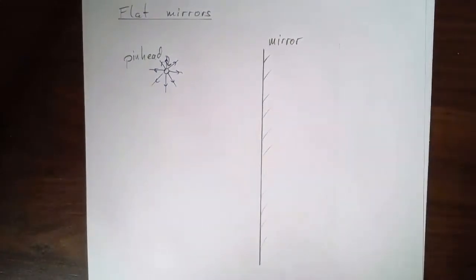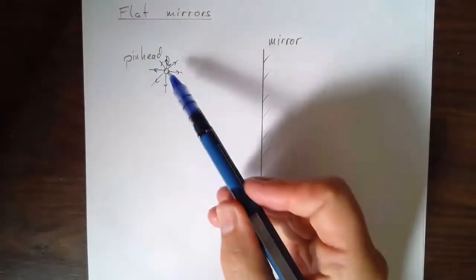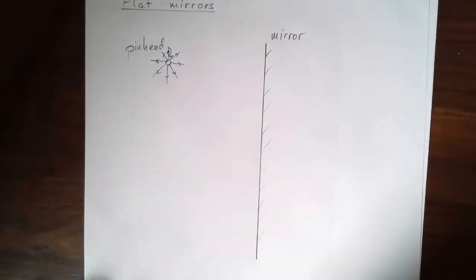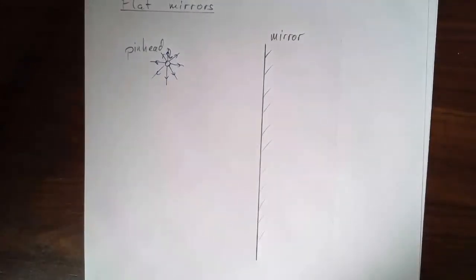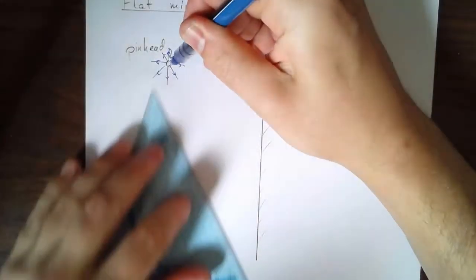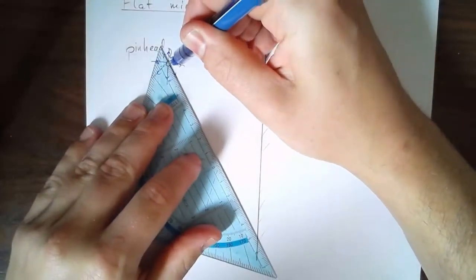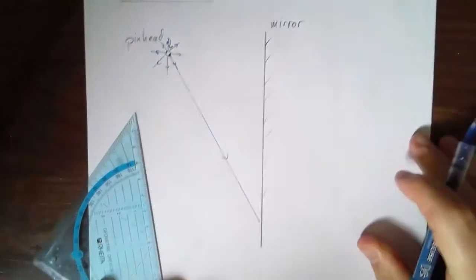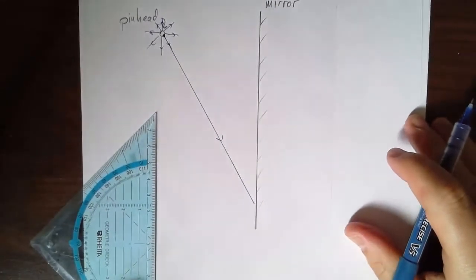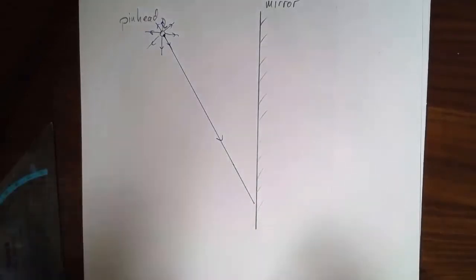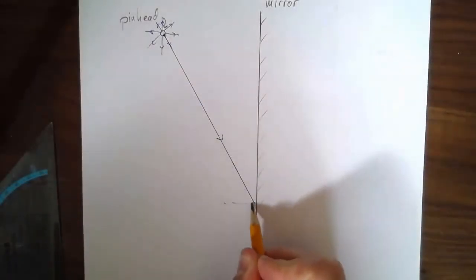So now let's figure out where my brain constructs the pinhead to be if light gets reflected by the mirror. To do ray tracing, you always want to have a ruler. Otherwise, it becomes very messy very quickly. So let's pick a ray that hits the mirror, it doesn't matter which. I'm going to pick this one here. So the ray hits the mirror down here. And the one rule we're going to need is that for a flat mirror, or for any mirror really, the angle of incidence is the angle of reflection.